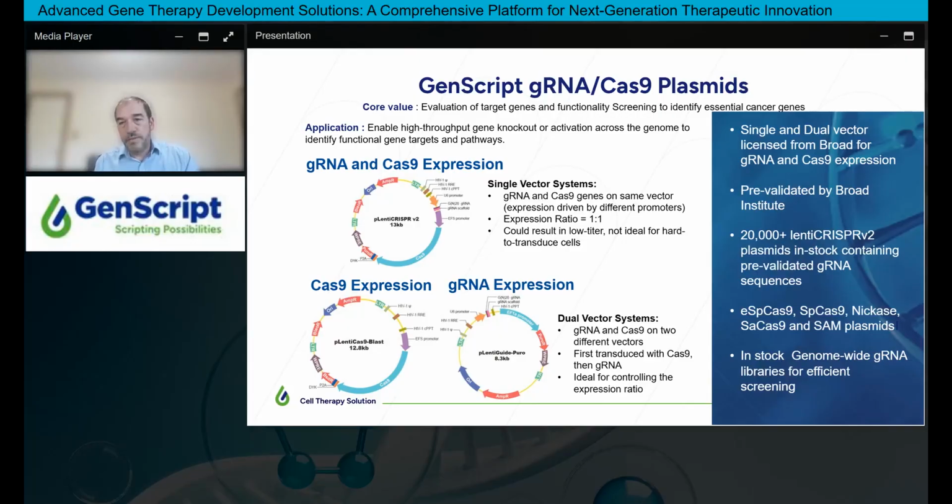In addition to the enzyme version of the Cas enzymes, we also offer plasmids. We offer a single vector system that allows you to express the gRNA and Cas9 at the same time from a single plasmid, or we have dual vector systems. One plasmid would allow you to express the Cas enzyme, the other the gRNA that is needed for it. Many of those have been licensed from the Broad Institute. They have been pre-validated by the Broad Institute and tested for efficiency. And we have a variety of different options for them.